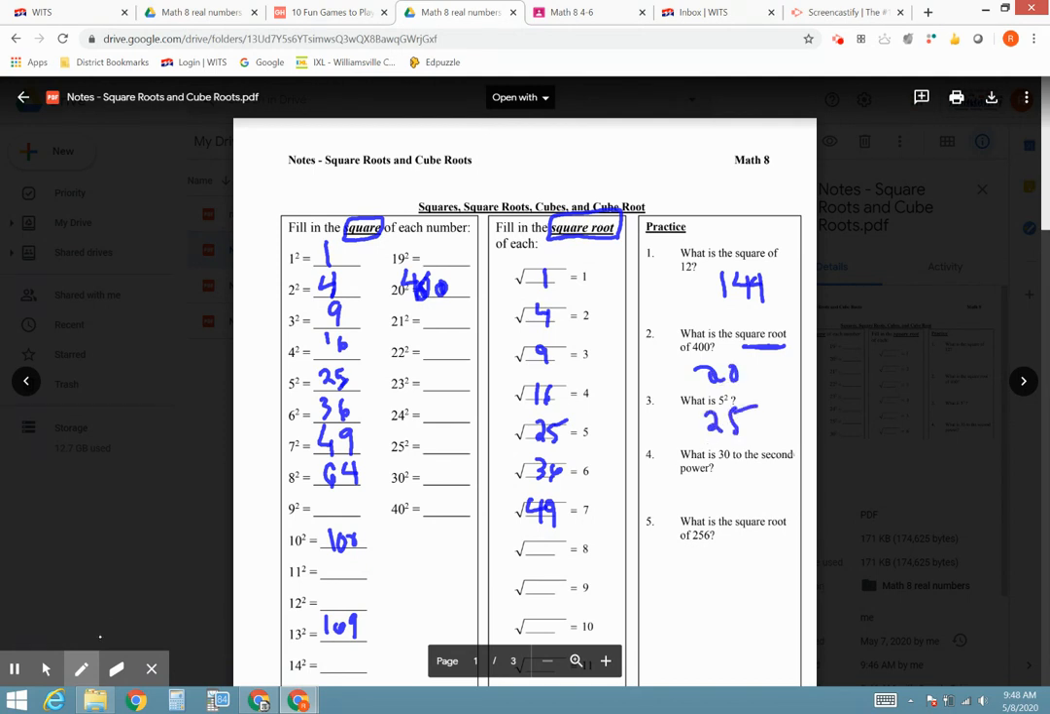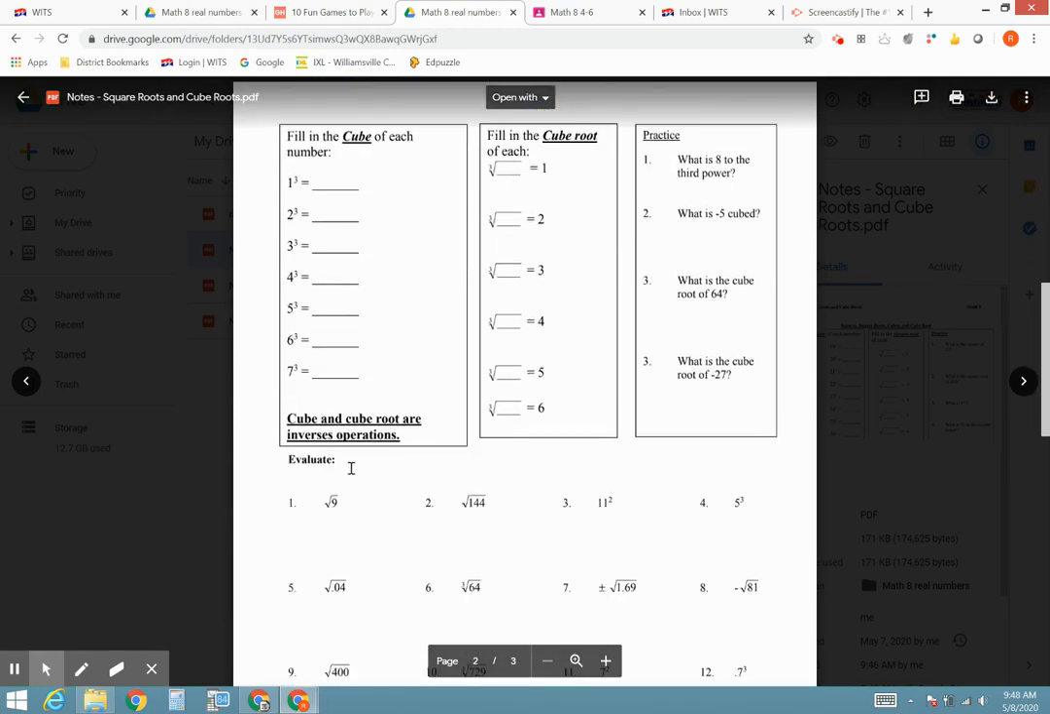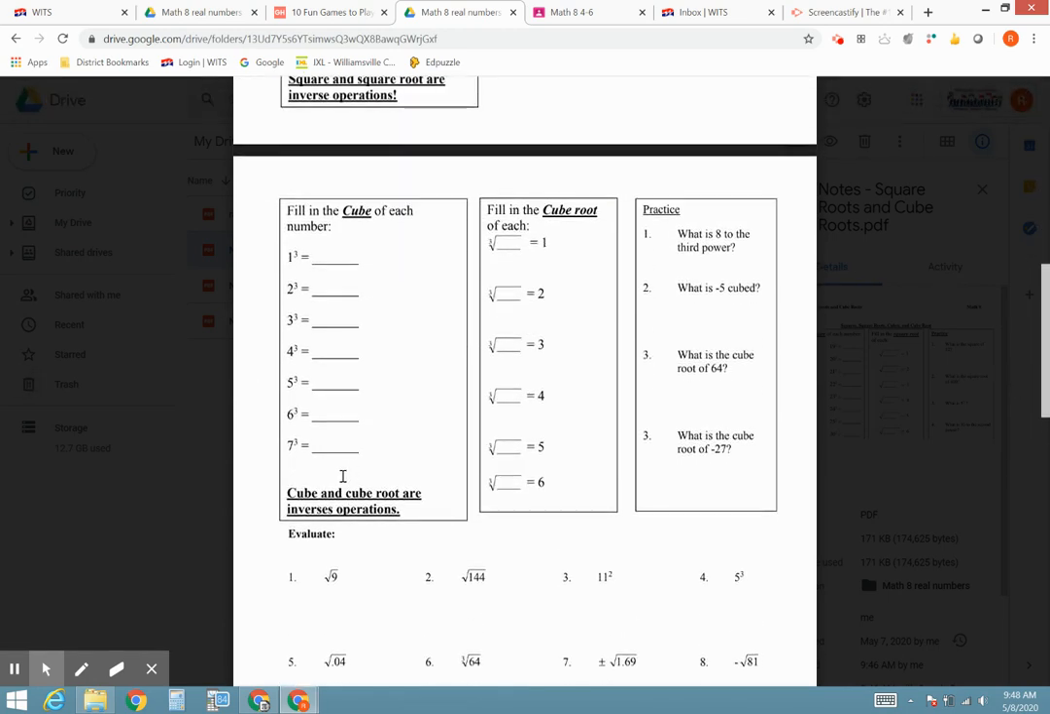What is 30 to the second power? That's another way of saying squared. And the square root of 256 is 16. If you didn't know it off the top of your head, you could use that square root button in your calculator.